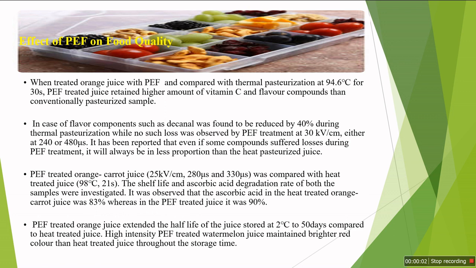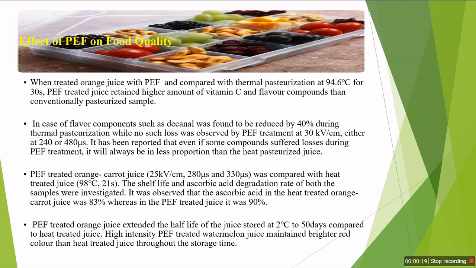Effect of PEF on food quality. When orange juice was treated with PEF and compared with thermal pasteurization at 94.6 degrees Celsius for 30 seconds, PEF treated juice retained higher amount of vitamin C and flavor compounds than conventionally pasteurized sample.